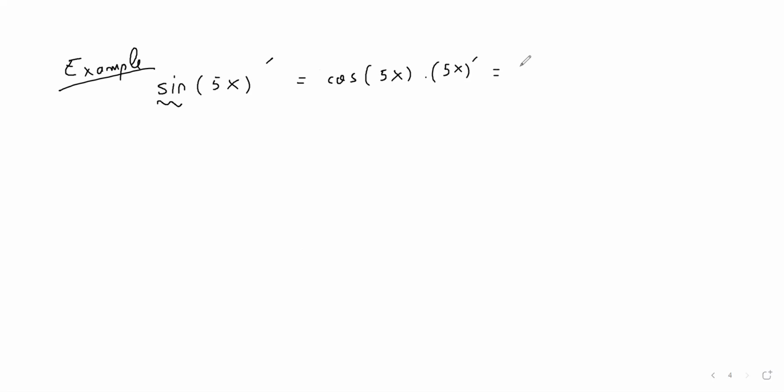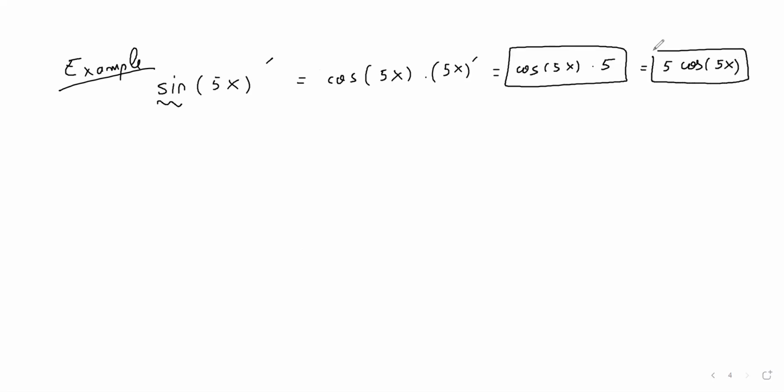And that's going to end up being cosine of 5x times 5. Or even better, let's write 5 in front. So 5 times cosine of 5x. All right, folks, so this is going to be the derivative. This is something that you very often will see in calculus when we do derivatives of something like this, not just sine of x, but sine of something more complex.